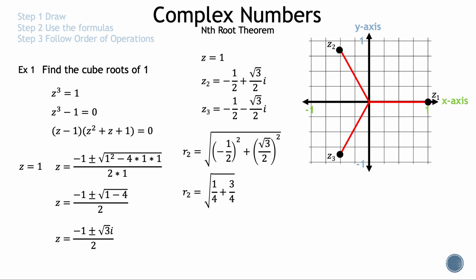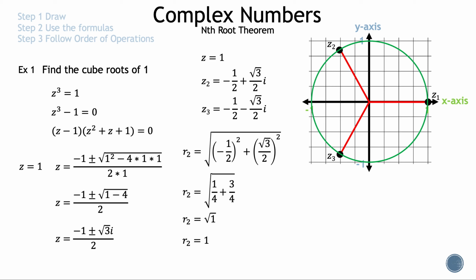And negative half squared is 1/4, and square root of 3 halves squared is 3/4. So we have the square root of 1/4 plus 3/4, which is square root of 1, and the square root of 1 is 1. So the modulus of z sub 2 is 1, which means z sub 3 is as well. What do you think would happen if we were to draw a circle with radius 1 on the graph? All 3 points would be on the circumference.